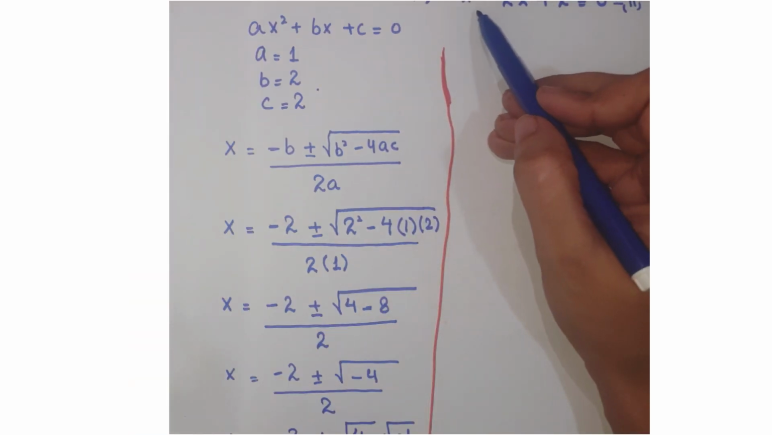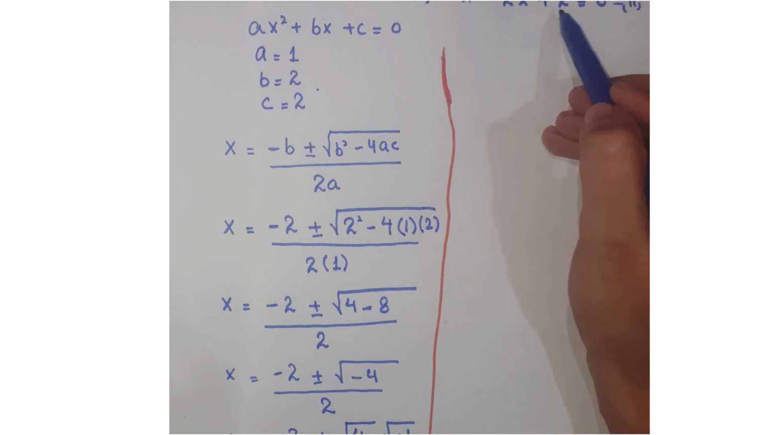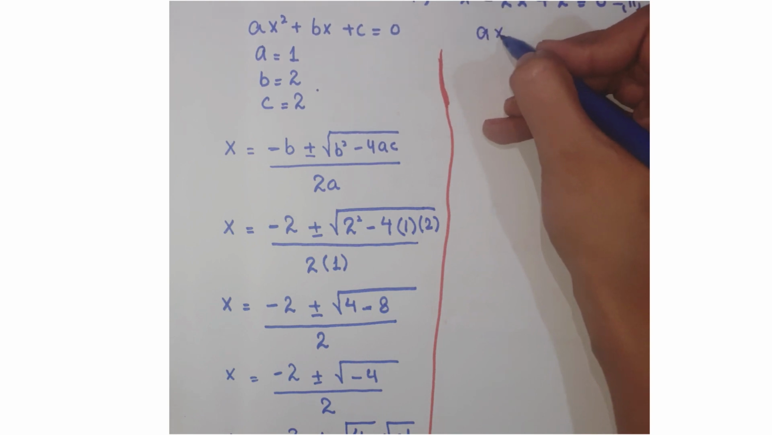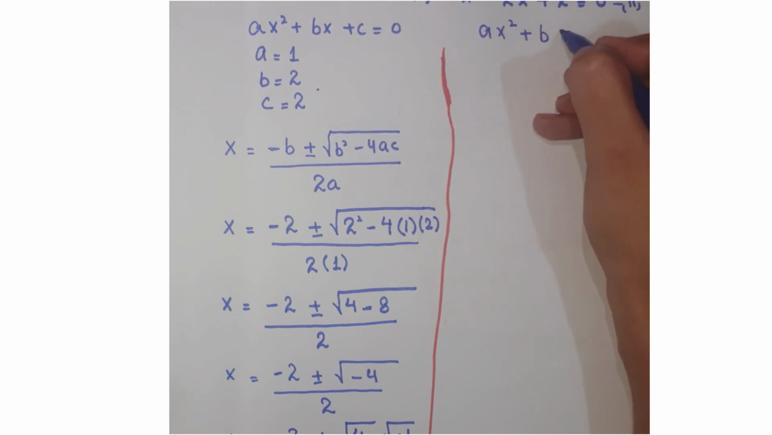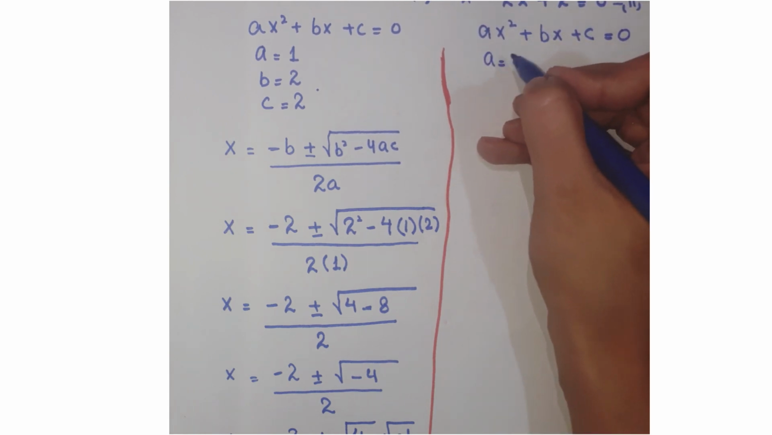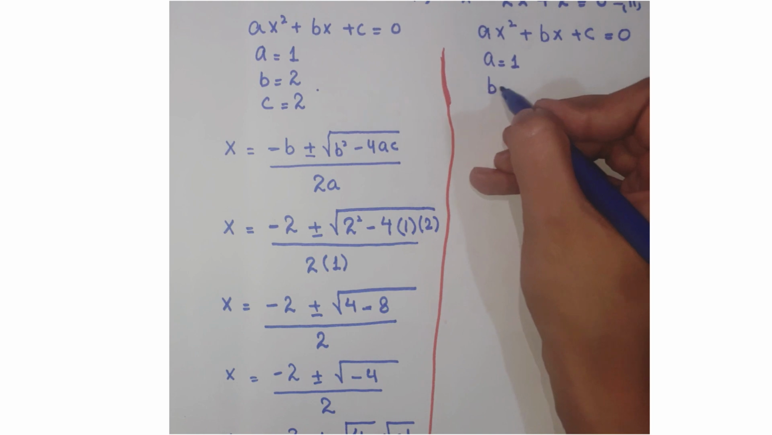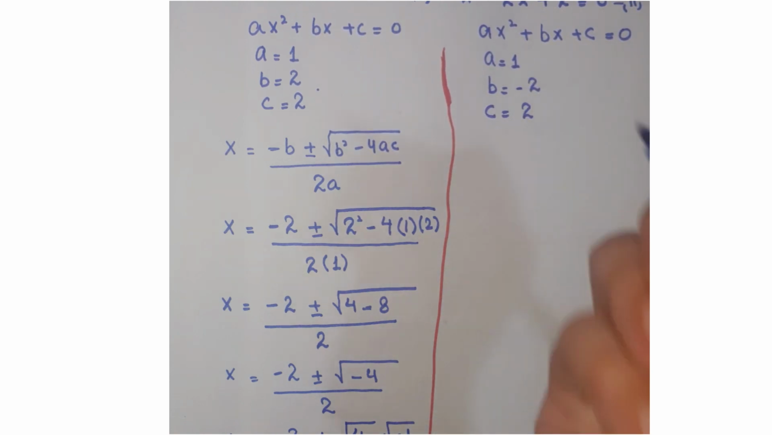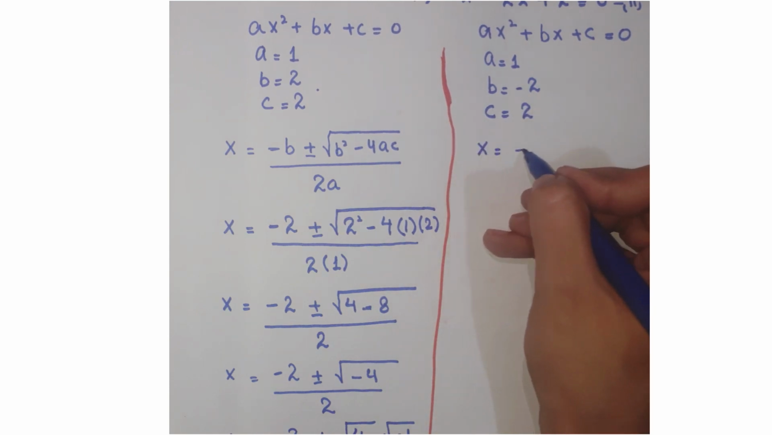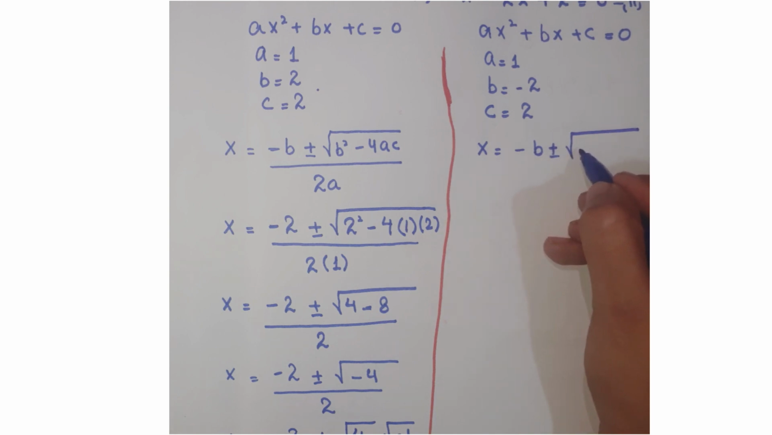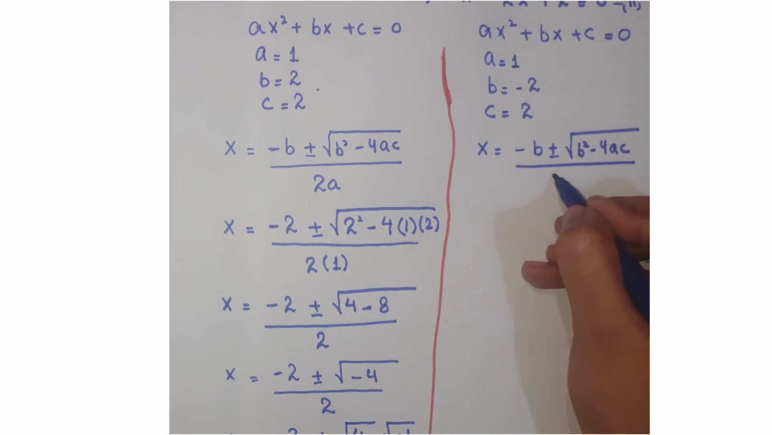Now considering this equation, that is x squared minus 2x plus 2 is equal to 0. Now comparing this quadratic equation with the standard quadratic equation, that is ax squared plus bx plus c is equal to 0, this implies that a is equal to 1, b is equal to -2, c is equal to 2. Now the values of x can be calculated by applying the quadratic formula, that is x equals minus b plus minus under root b squared minus 4ac upon 2a.